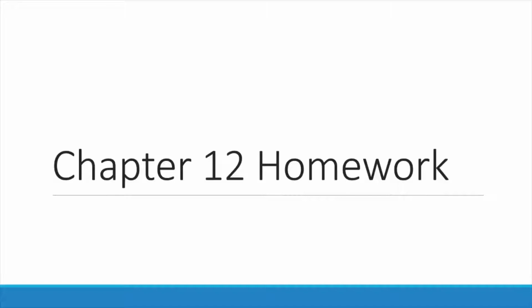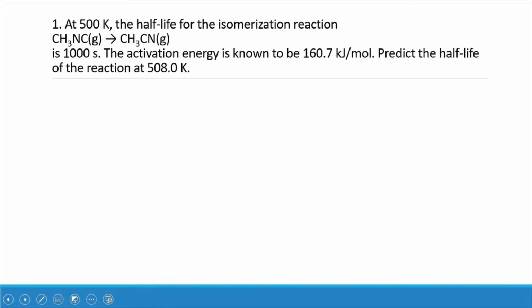So let's go ahead and start off with number 1. So we're told at 500 Kelvin, the half-life for the isomerization reaction is 1,000 seconds. The activation energy is known to be 160.7 kilojoules per mole, and we want to predict the half-life of the reaction at 508 Kelvin.